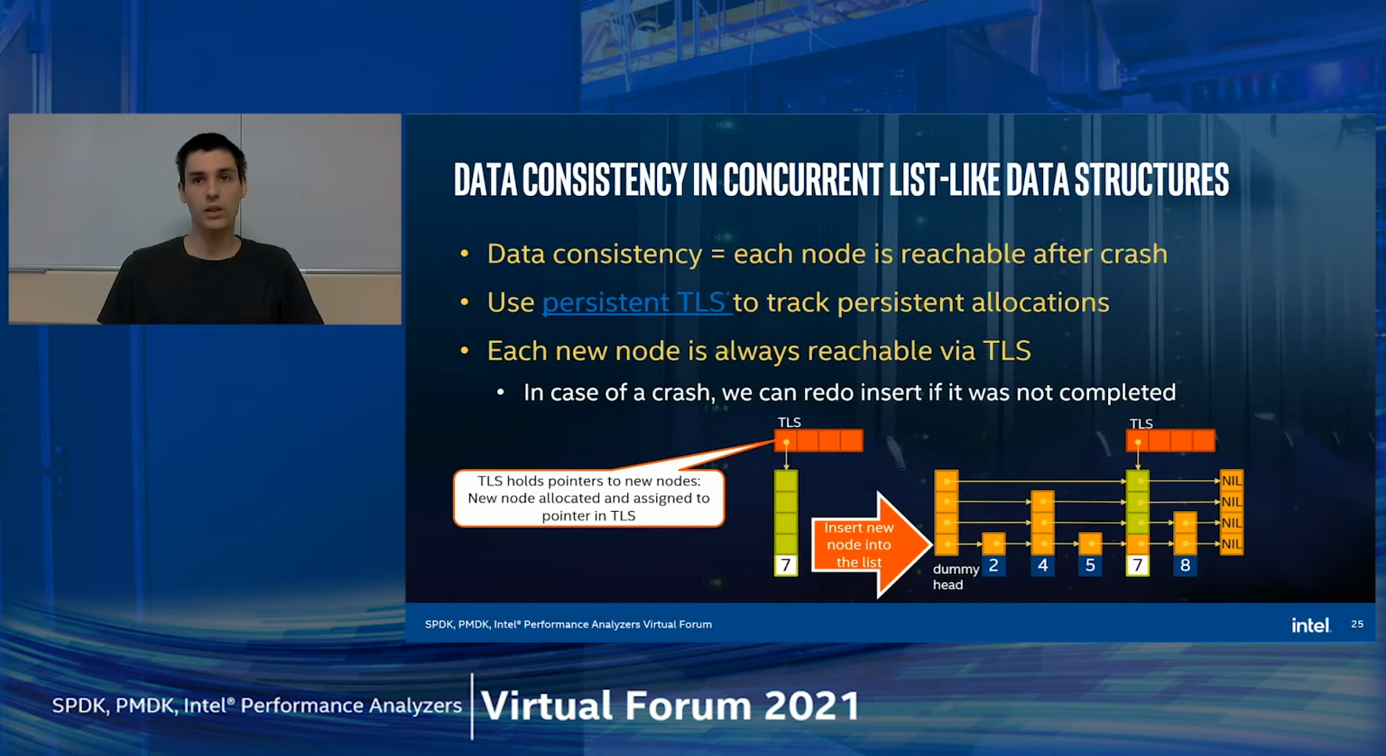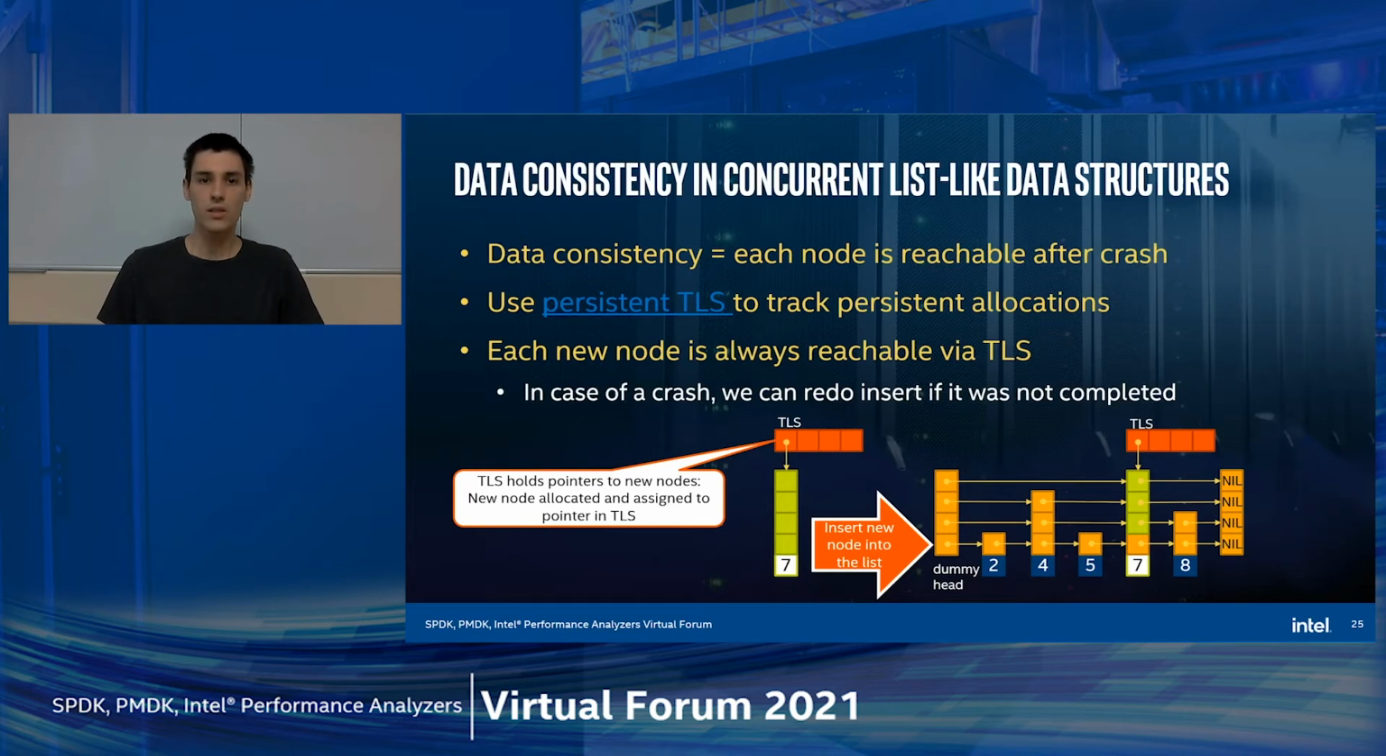You can find it in libpmemobj-cpp under the name of pmem enumerable thread specific. You can find it under the link on this slide. And it offers per thread storage on persistent memory. We use this structure to hold pointers to all nodes which are not yet inserted to the list, so they are not yet globally visible. Since the storage is per thread, we can safely use it inside of a transaction.